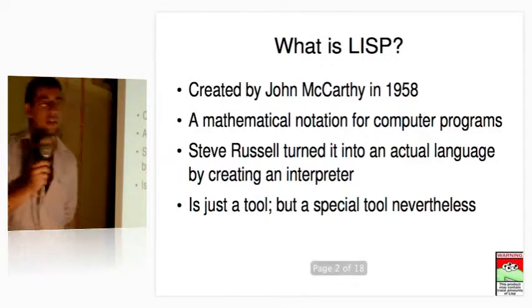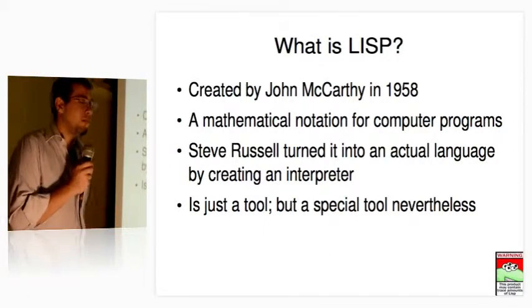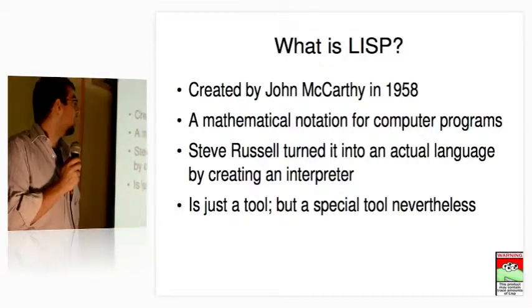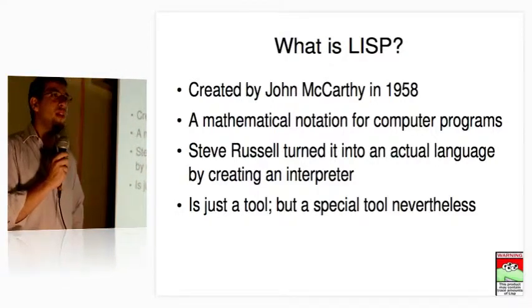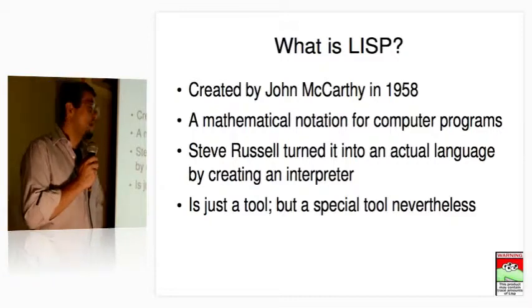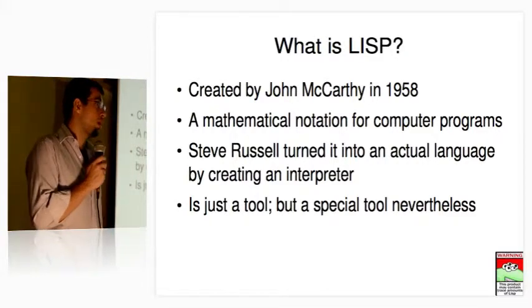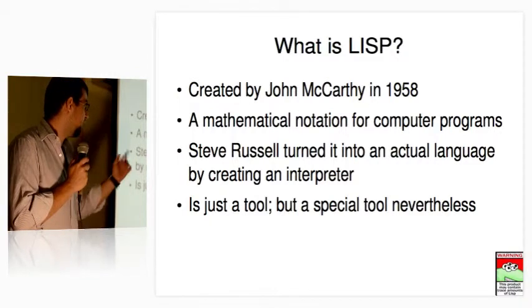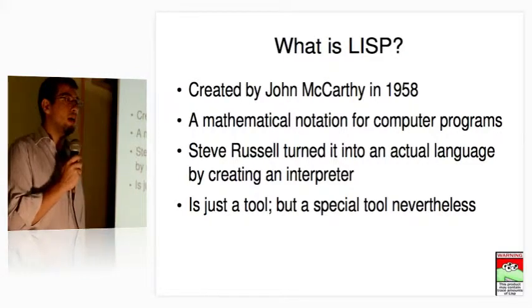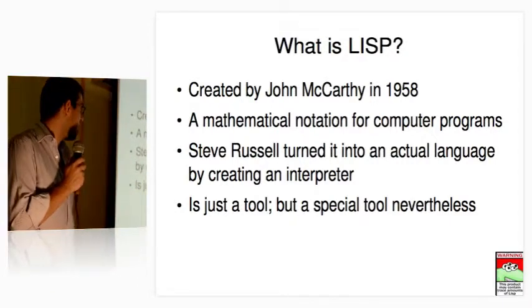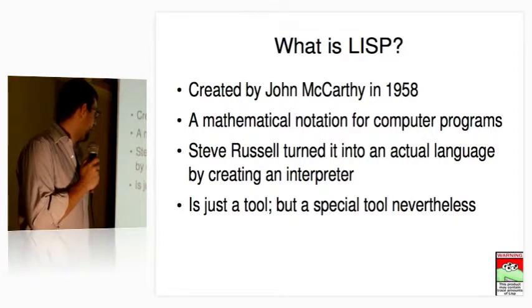A bit of history. What is Lisp? Lisp is a language that was created by John McCarthy in 1958. It's basically a mathematical notation for computer programming. It was never intended to be a programming language. And then Steve Russell turned it into an actual language by implementing an interpreter for it. It was actually a challenge between him and John McCarthy back then.